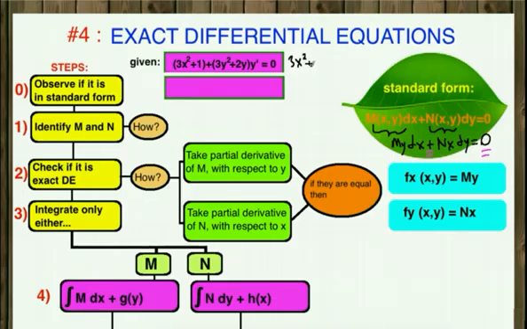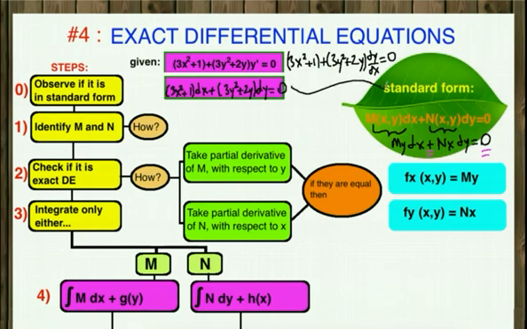So (3x² + 1) plus (3y² + 2y) times dy/dx instead of y' equals 0. Now we're going to multiply the whole equation by dx. So what we get is (3x² + 1) dx plus (3y² + 2y) dy, where dx cancels dx and we leave dy, equals 0. Now this is in standard form.